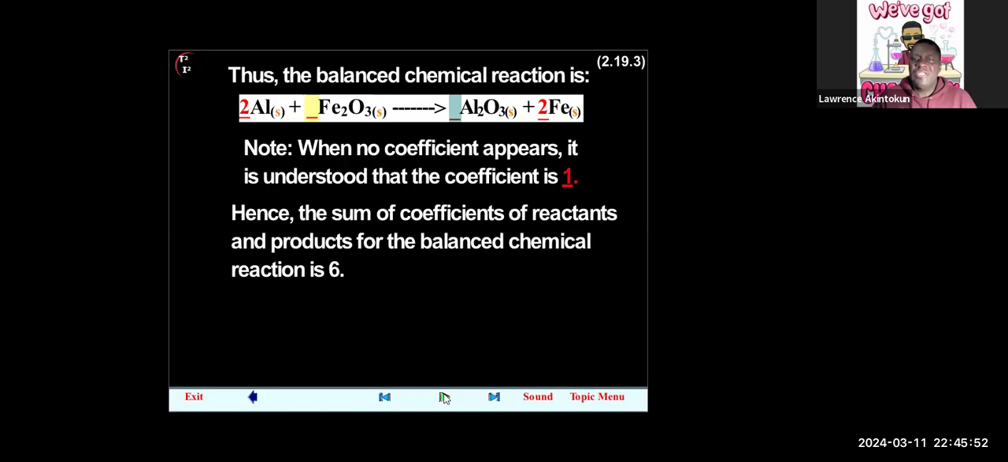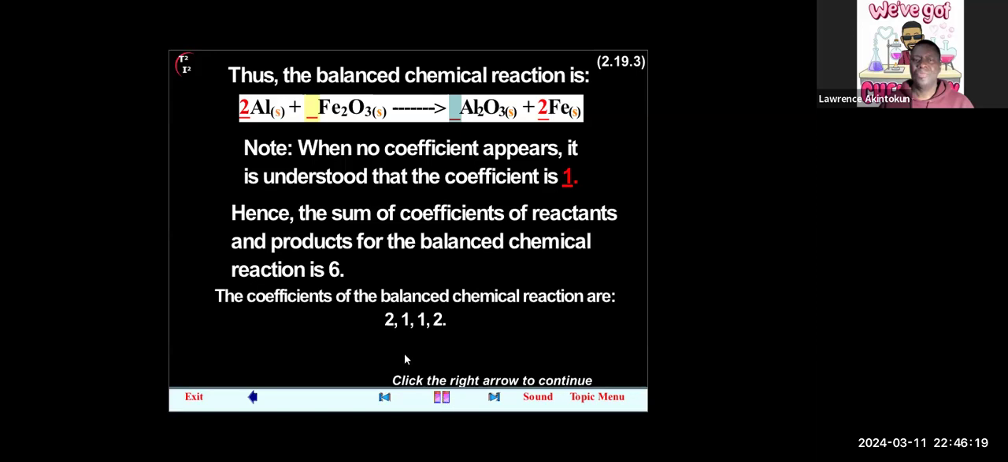The sum of the coefficients of reactants and products for the balanced equation is 6. That is 2 plus 1 plus 1 plus 2. Ratio 2 to 1, 1 to 2. That is the mole ratio, and that is the coefficient of the balanced equation.